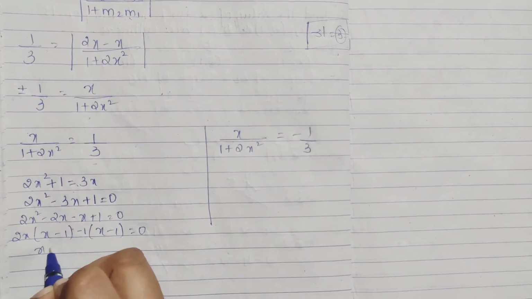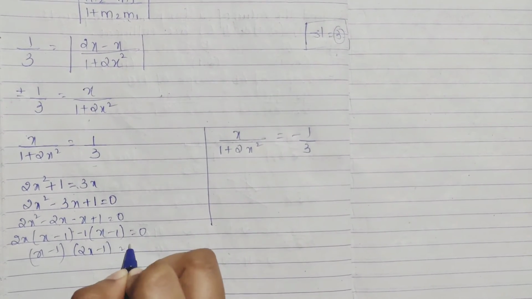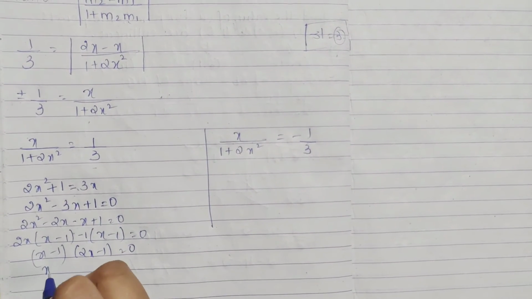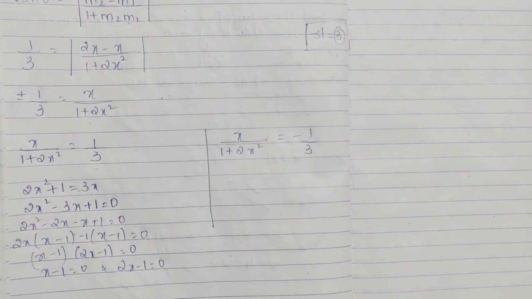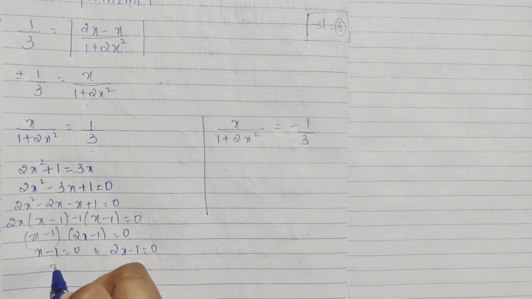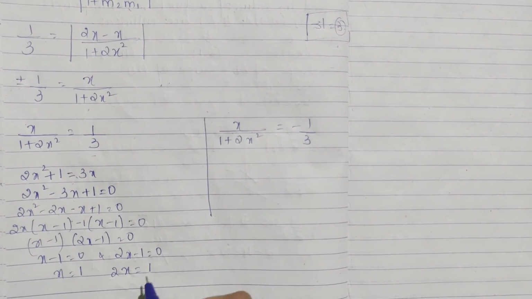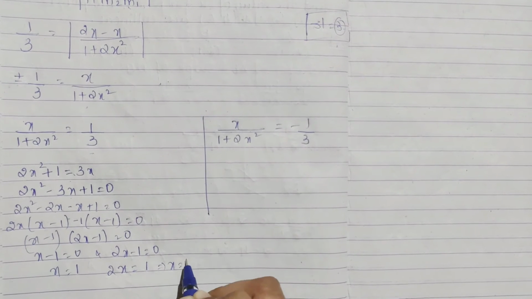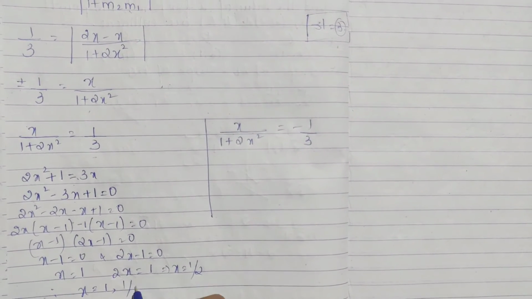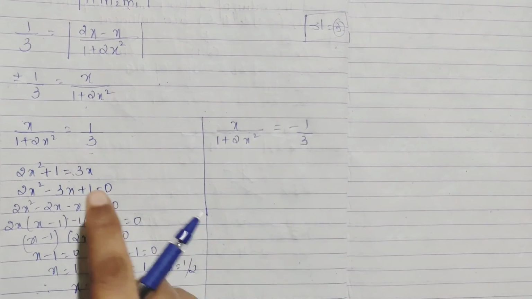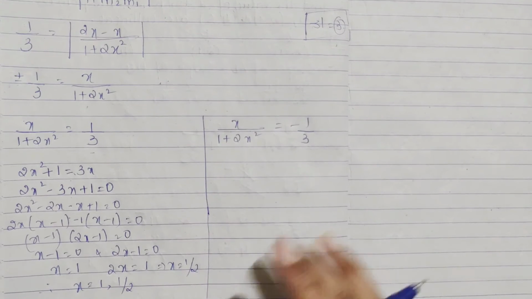So you have x minus 1 and 2x minus 1 equal to 0. Separately, x minus 1 equal to 0 and 2x minus 1 equal to 0, right? So x is equal to 1, and from 2x equal to 1, x is 1 by 2. Therefore the x values you are getting are 1 and 1 by 2. If this part is positive, you will get x as 1 or 1 by 2.